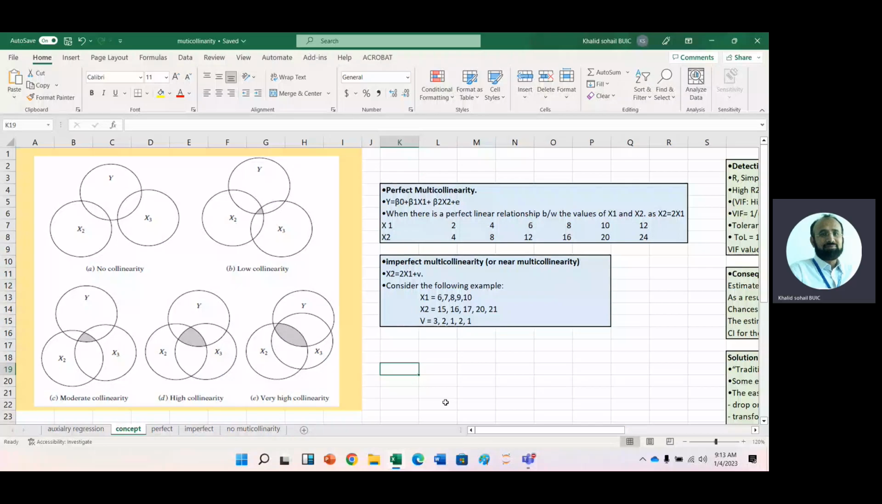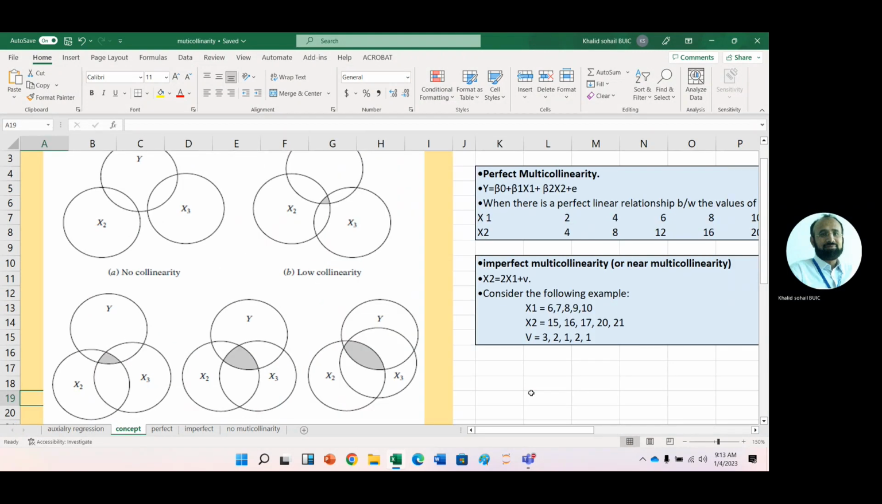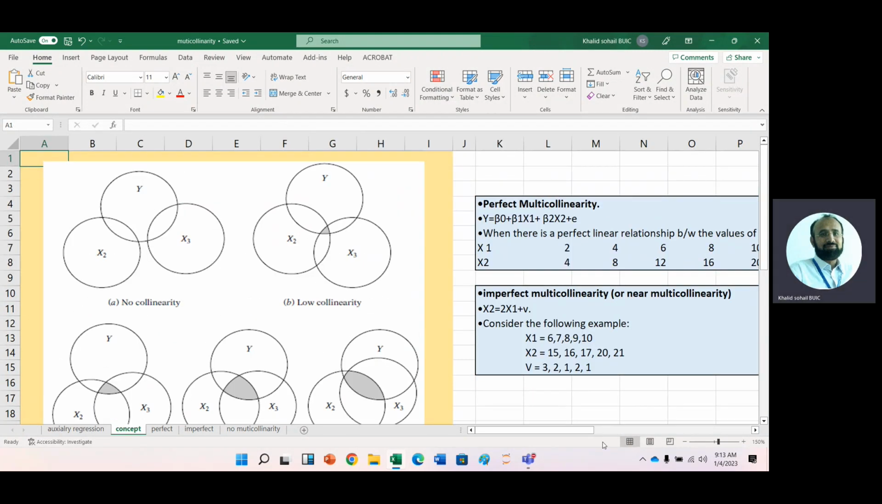Today's lecture, we will discuss the concept of multicollinearity. Here you can see, with the help of a Venn diagram, in the first we have Y, the DV, meaning dependent variable, while we have two independent variables, X2 and X3. With the help of this Venn diagram, you can observe that there is no relationship.